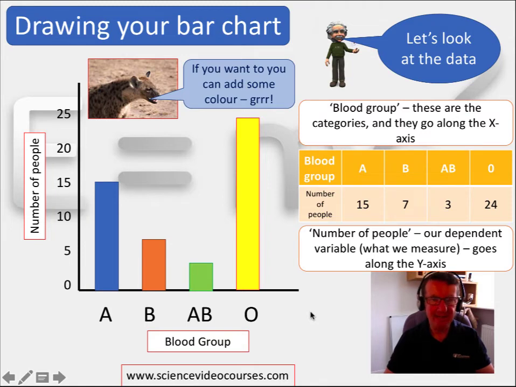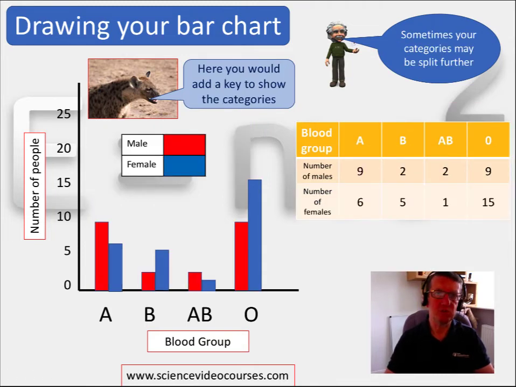Let's complicate it a little bit. Let's suggest that we have another category. So sometimes categories may split even further. The same data, but this time, instead of 15 in blood group A, we've looked at number of males and females, and 9 males and 6 females. So over here on our bar, we've got 9 males there and 6 females there. So we've split the A category into two, you could call them subcategories. And B, we've got 2 and 5, AB 2 and 1, and O, we've got 9 and 15.